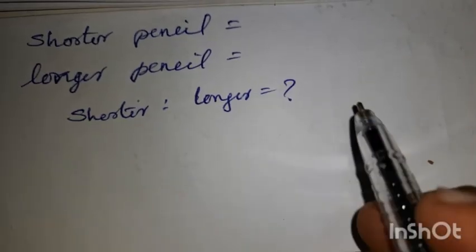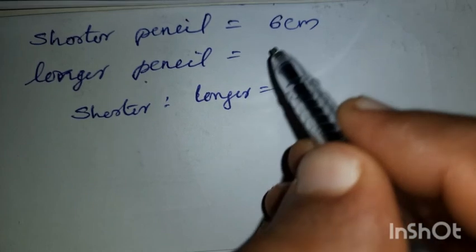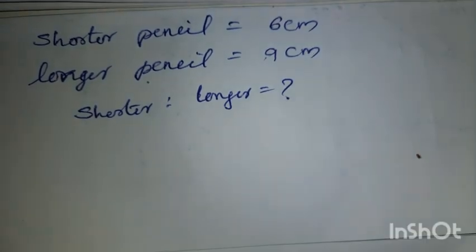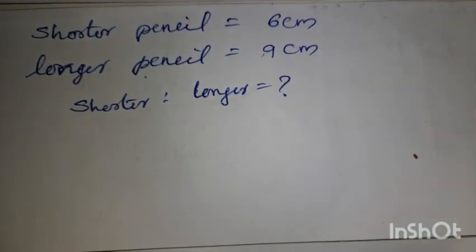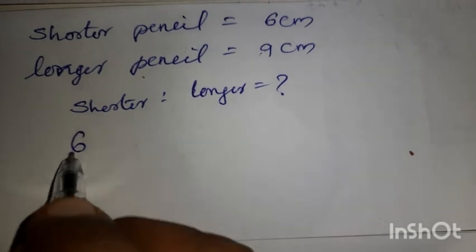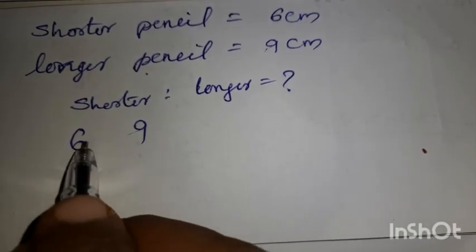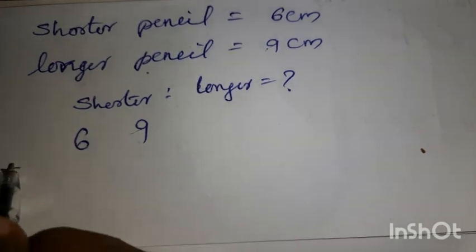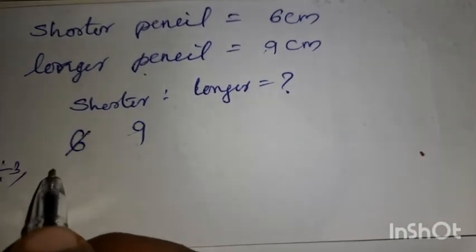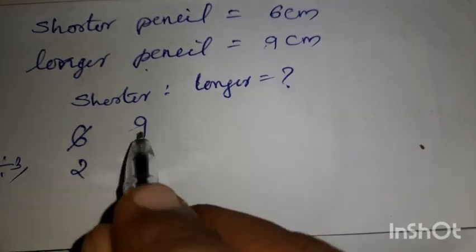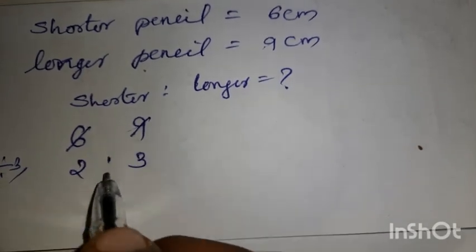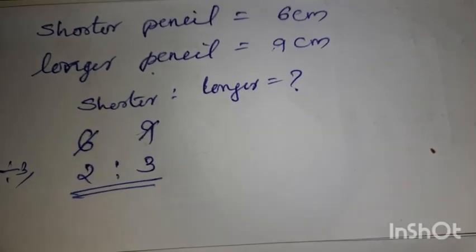Shorter to longer you have to find out. Shorter pencil, the length is given 6 cm. Longer pencil it is given 9 cm. We have to find out the shorter to longer. So 6 and 9 are the numbers. If you divide with the same number, if you divide with 3, how much will you get? 3 2s are 6, 3 3s are 9. So you got the ratio 2:3.